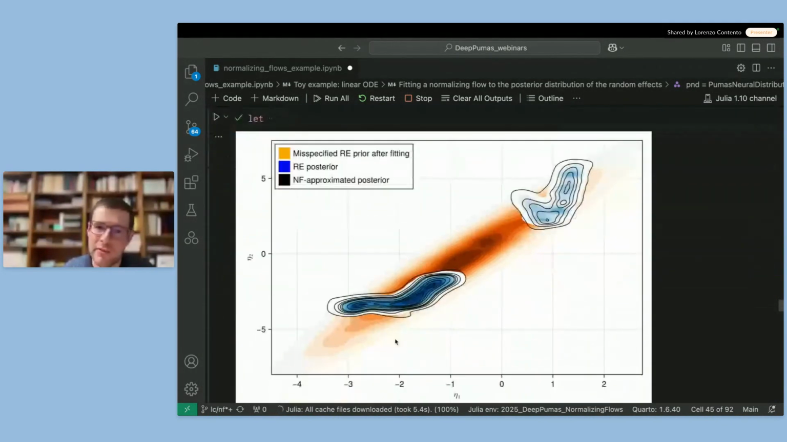And the results are the following. So red and blue have the same meaning as before: misspecified prior and posterior. And in black, we have plotted the normalizing flow approximation. You can see it matches the posterior pretty well. Not exactly, because normalizing flow is just a model. But as I said in the slides, the fact that it is approximated is actually a feature of this method.